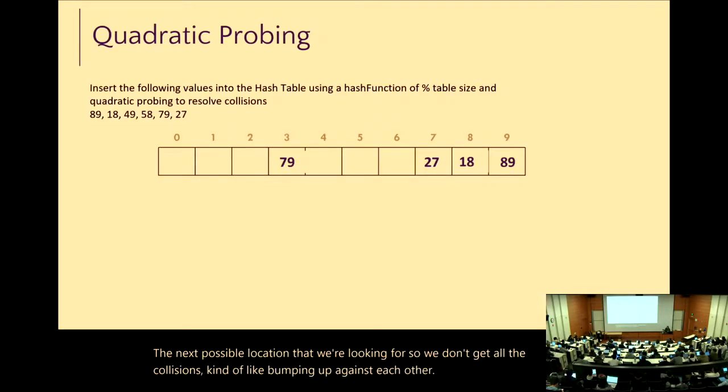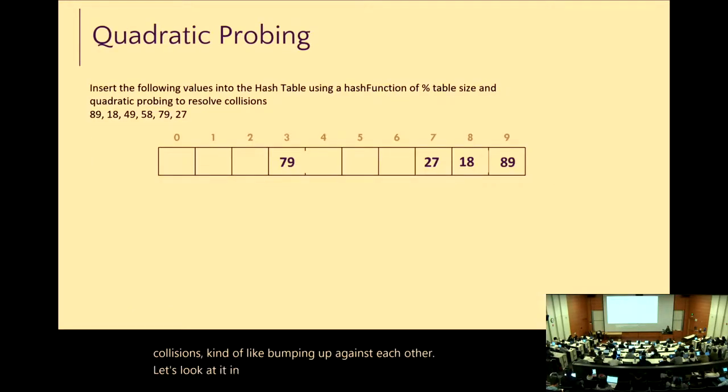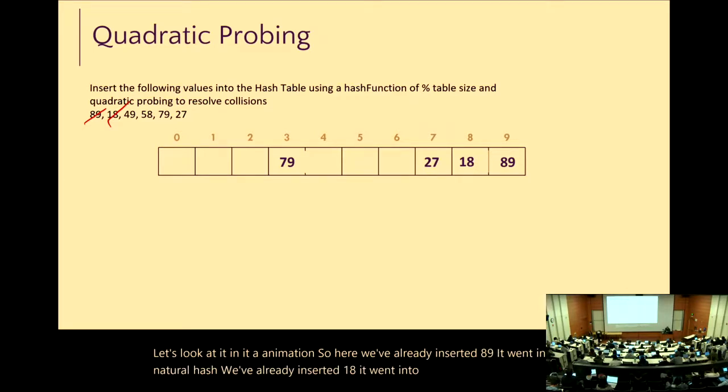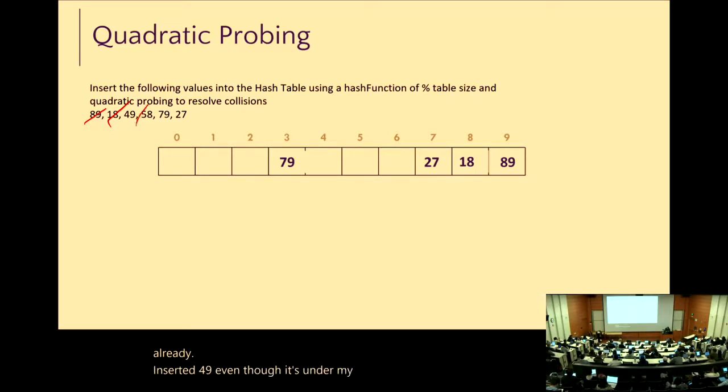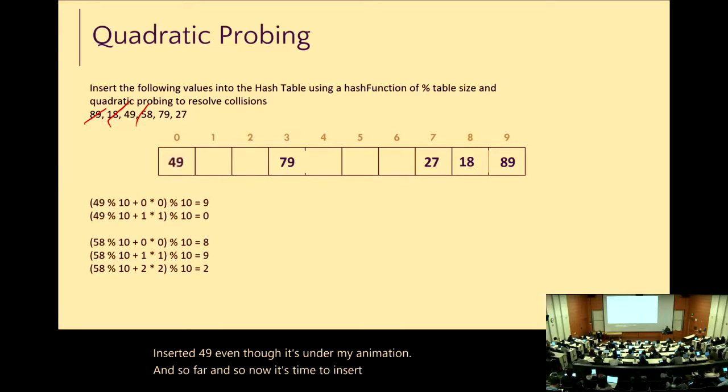Let's look at it in an animation. So here we've already inserted 89. It went into its natural hash. We've already inserted 18. It went into its natural hash. We've already inserted 49, even though it's under my animation. And so now it's time to insert things. Here we go. Thank you.